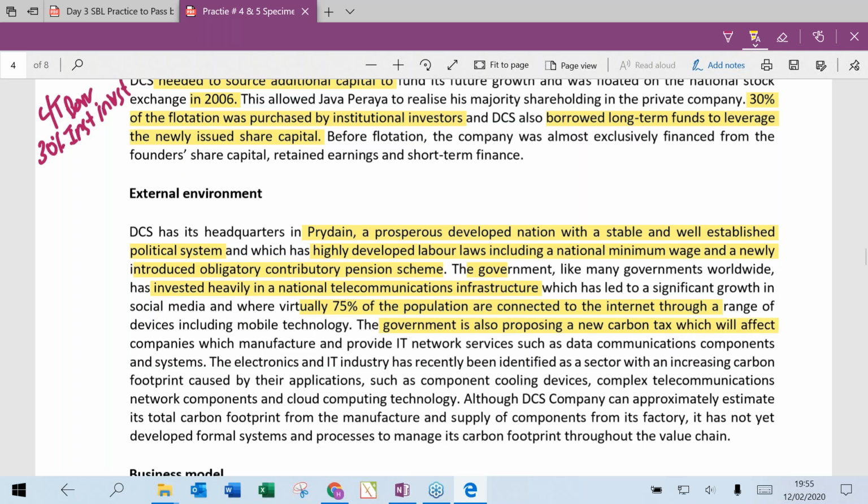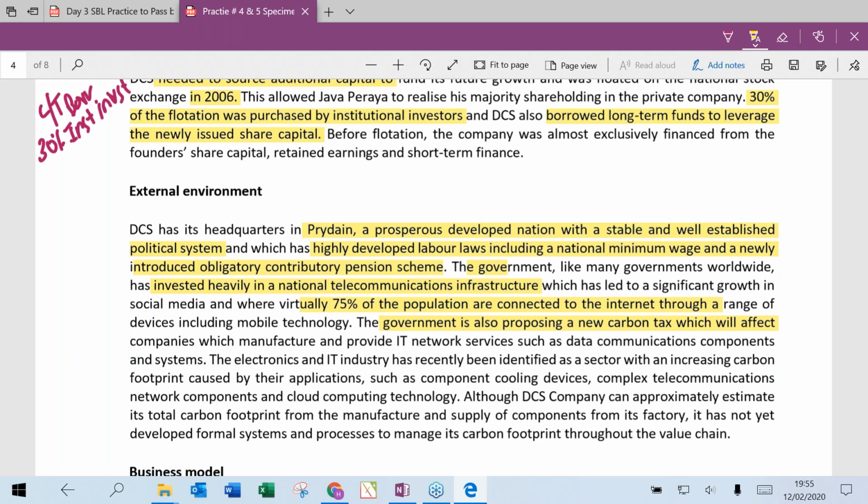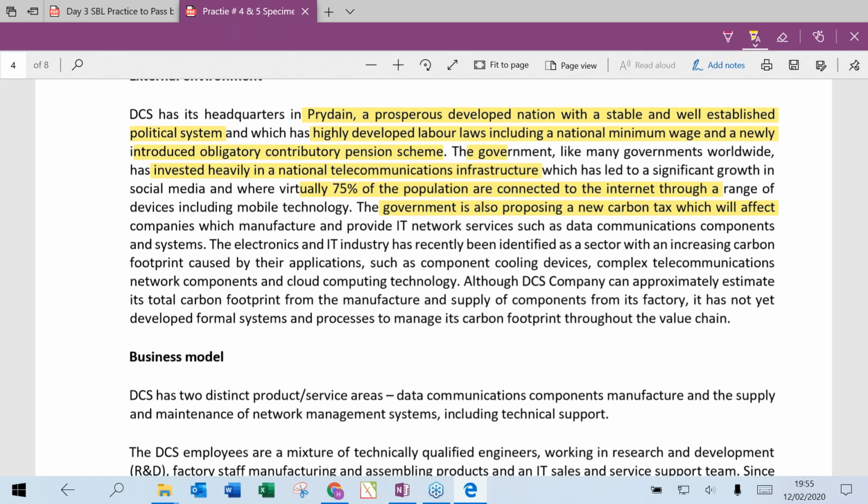The electronics and IT industry has recently been identified as a sector with an increasing carbon footprint caused by applications such as component cooling devices, complex telecommunication network components, and cloud computing technology. Although DCS company can approximately estimate its total carbon footprint from the manufacture and supply of components, it has not yet developed formal systems and processes to manage its carbon footprint throughout the value chain.